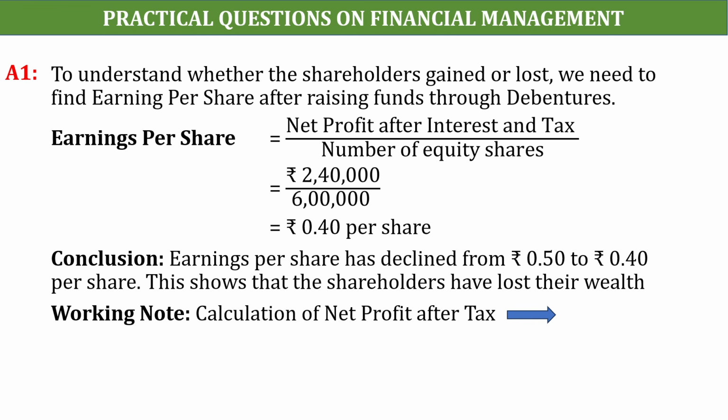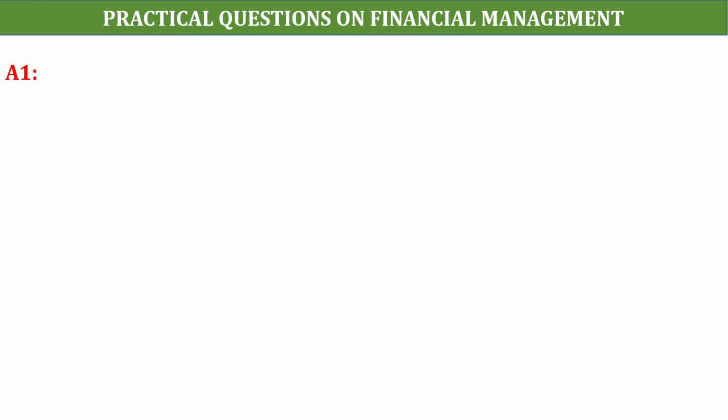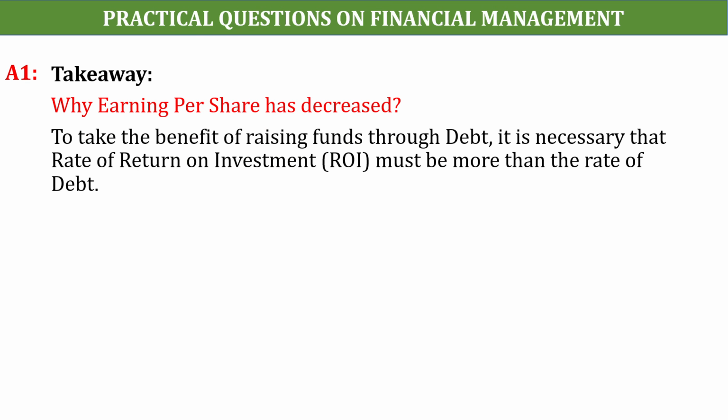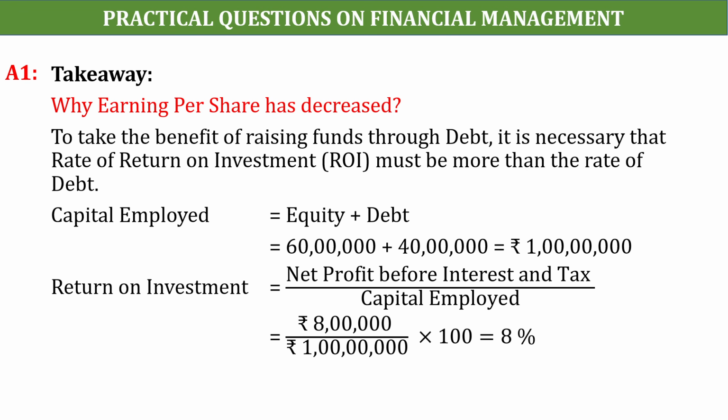Now we have to understand why it happened so. It happens when the rate of return on the capital employed, or return on investment, is less than the rate of interest. So we can understand this point. What's the takeaway? Why has earning per share decreased? To take the benefit of raising funds through the debt component, it is necessary that return on investment must be more than the rate of debt.